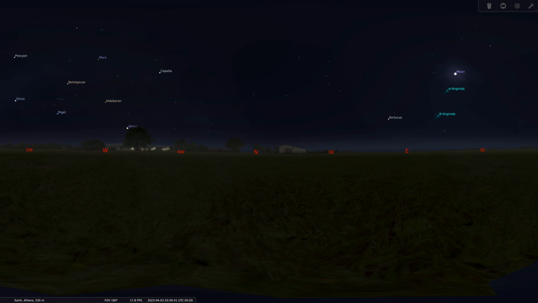Welcome to Dr. Cass's virtual reality planetarium. You are in a field just outside Athens, Georgia. Look around you. Forward, left, right, up. Look straight ahead again. The red letters you can see on the horizon indicate direction.